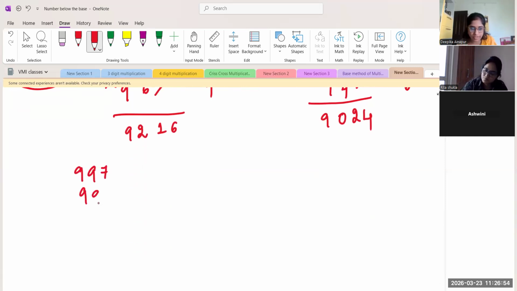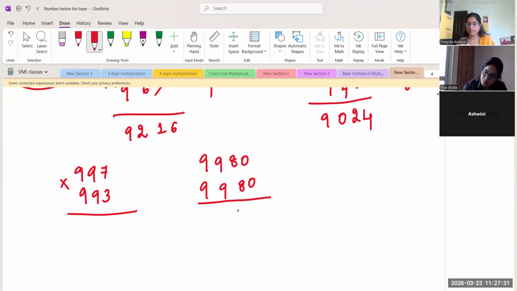997 into 998. Try these sums. I'm giving the sums which are below the base. Okay. You can try the sums and put the answers in the chat box. 997 into 993. Those who are watching as a recording can just put your answers in the comment box. So 997 into 993. 9,980 into 9,980. These are all the numbers we are discussing which is below the base.